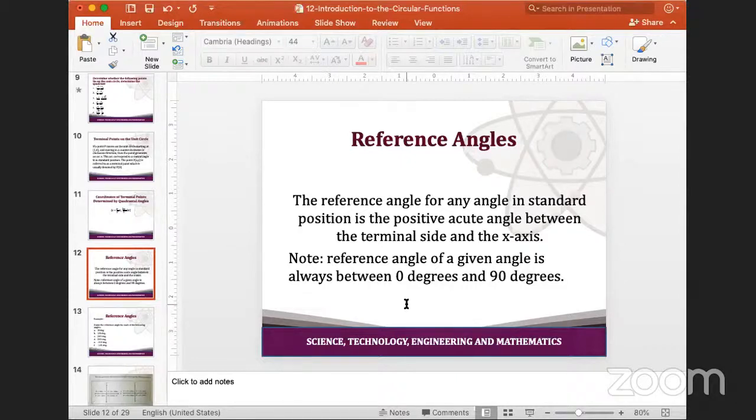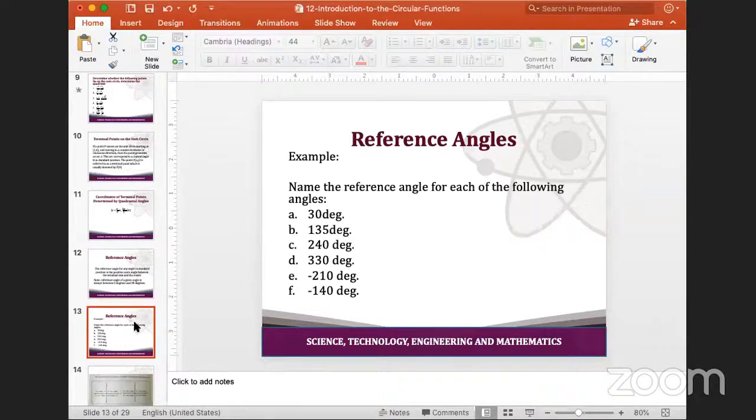So let's try to answer. Name the reference angle for each of the following. So for letter A, sabi dito name daw the reference angle for each of the following angles. For letter A, we are given 30 degrees. So do you think meron pang reference angle yung 30 degrees natin? Wala na po. Okay, so wala na because 30 degrees is already a reference angle.